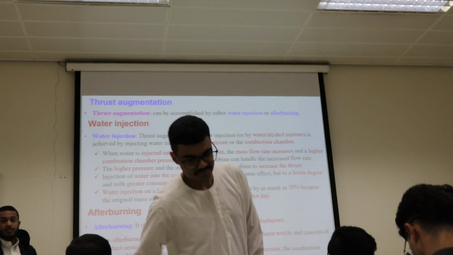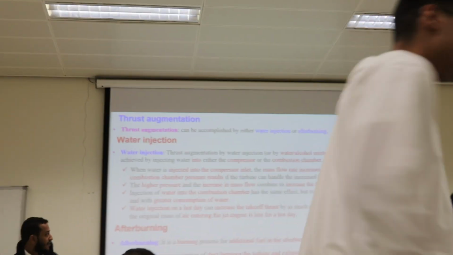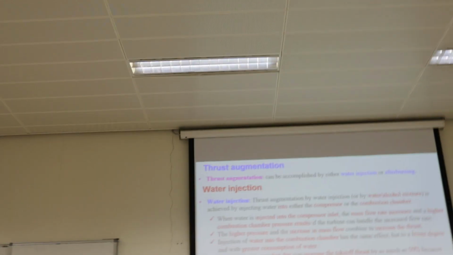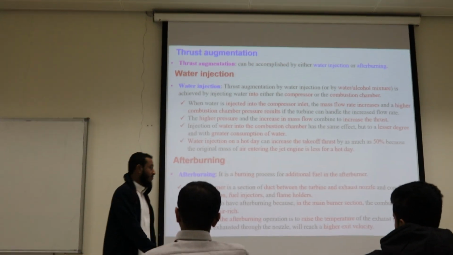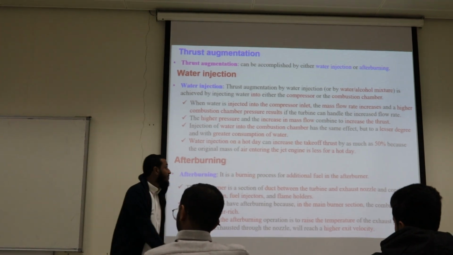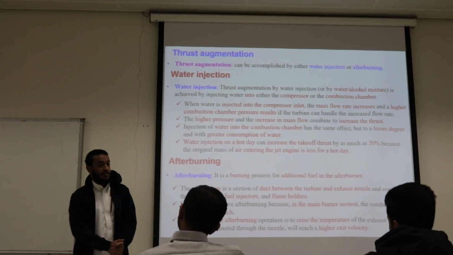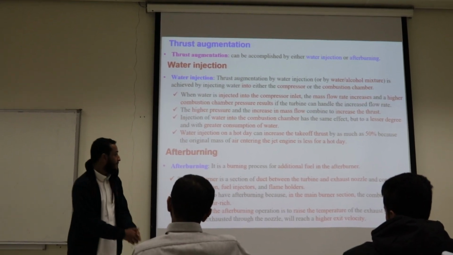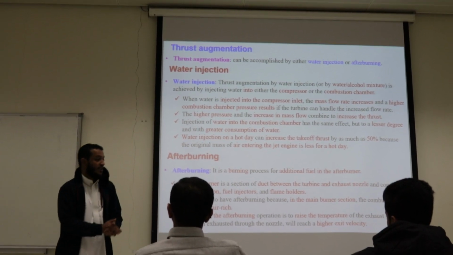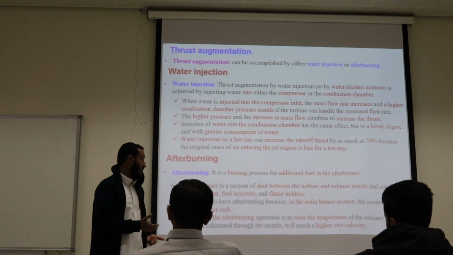Okay, now I'm going to talk about thrust augmentation. Thrust augmentation is like a boost for thrust for a short period of time. We don't use it all the time because it has drawbacks. We have two methods for thrust augmentation: one is water injection and the other is the afterburner. The first one, water injection: how do we boost the thrust from water injection?